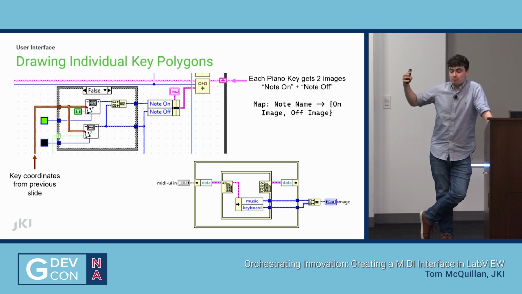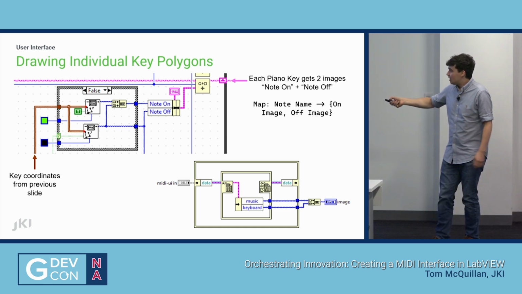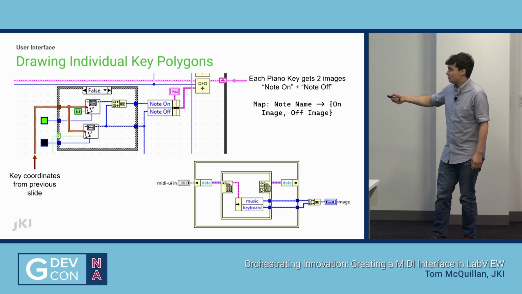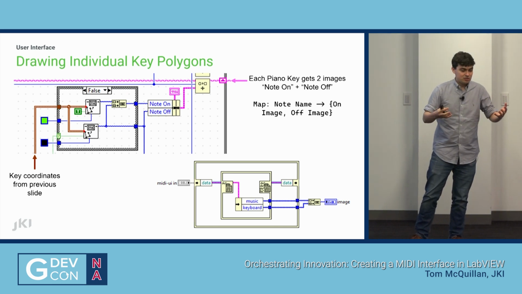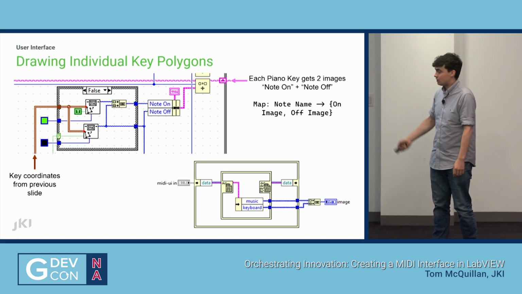When I want to publish that keyboard to the UI, I have an array of images. I concatenate them together. Think of a picture as a string. You can concatenate them and then show on the user interface.